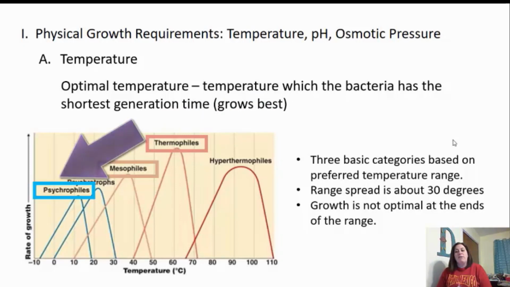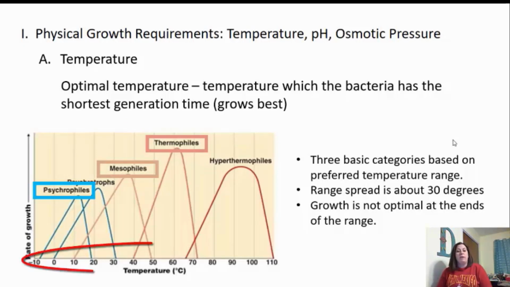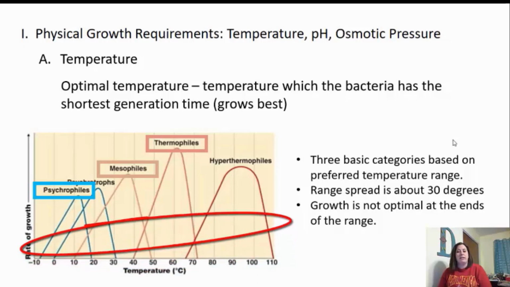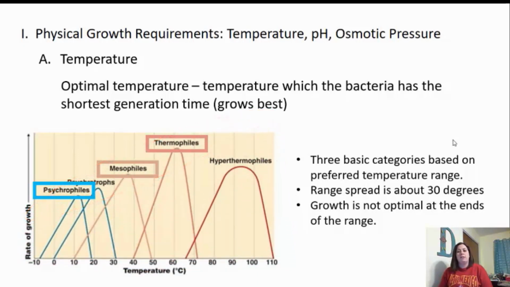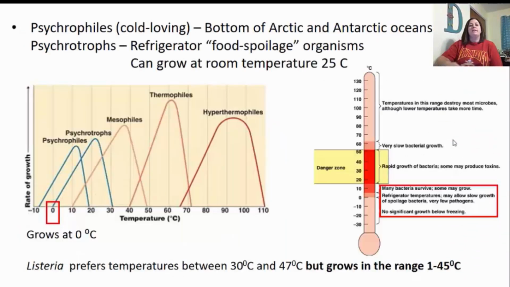The range spread for each of these is approximately 30 degrees, and growth is not optimal at the ends of the ranges. If you see here in the graphs, at the 2 ends, their growth is very limited. However, when you get towards the middle, their growth increases greatly. All right, so this shows you what they prefer, but they could still grow at those extremes. It's just not optimal.